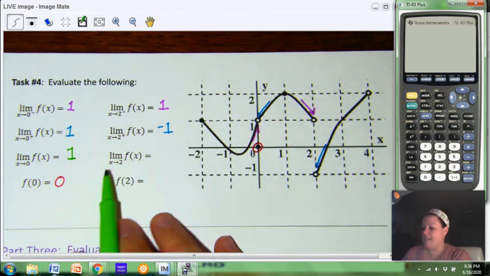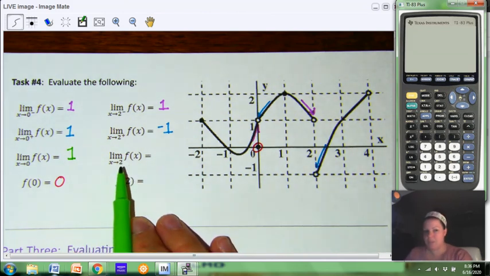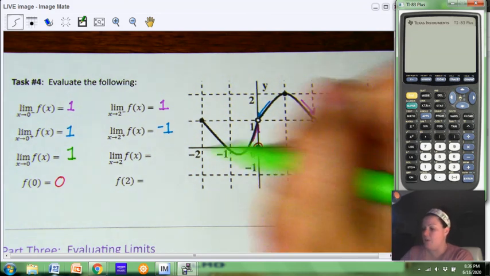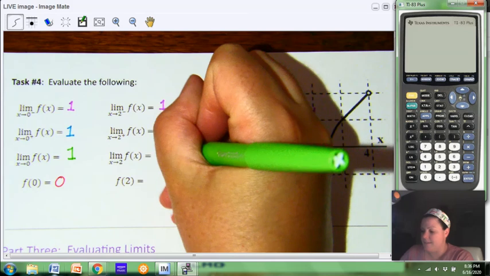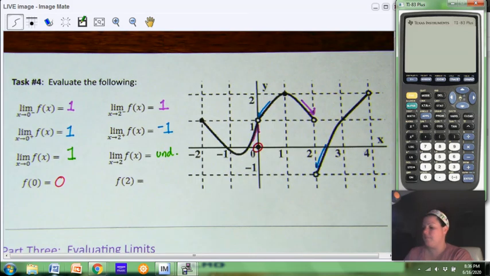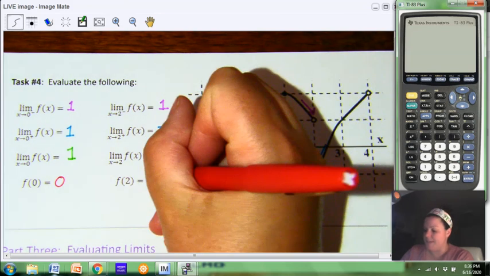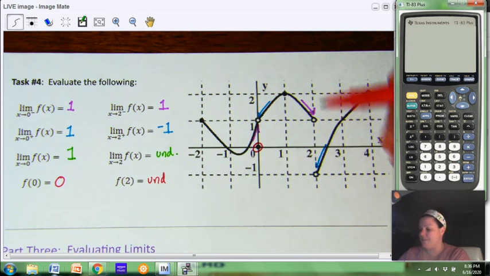Now the limit as x approaches 2, and there's no special symbol on there, that talks about what do both of the sides do. Do both sides agree on the same value? And in this case, they don't. Left-hand side is way up high, the right-hand side is way down low, so this one is going to be undefined. F of 2 itself is also undefined since there's no filled in point for that domain. Check to see how you did, and we'll move on to part 3.